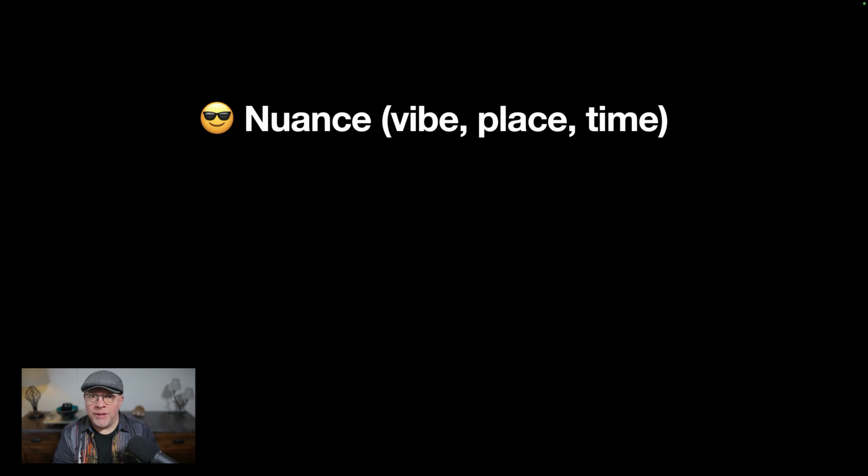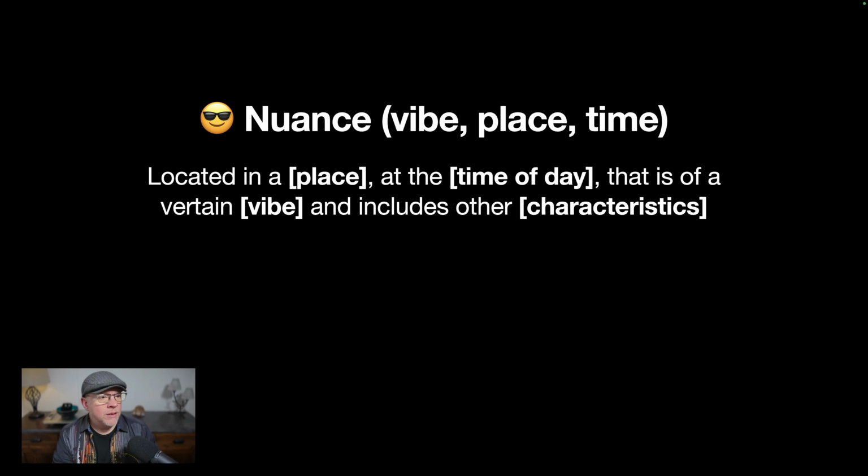Let's go into our template and see what that looks like. I'm going to read it. Located in a place at the time of day that is of a certain vibe and includes other characteristics. Okay, so what we're doing here is trying to refine what this image should look like so that we're not typing all those things in, regularly generating the images. So here's what I want to point out. You don't have to use all of these. Maybe you don't care what time it is. In my example that I'm going to show you in a moment, I do very much care what time it is.